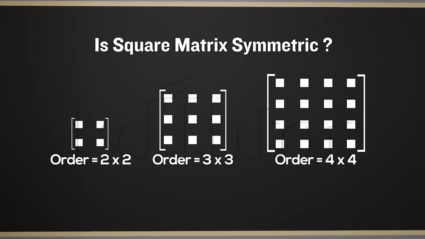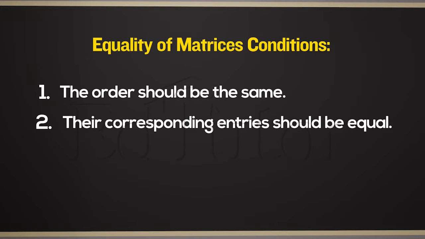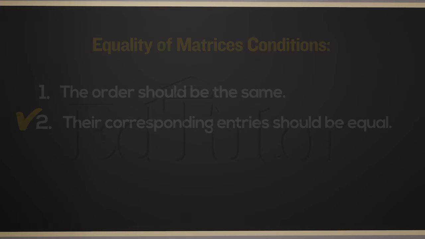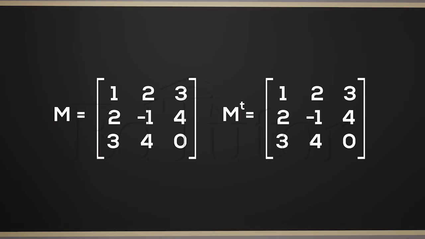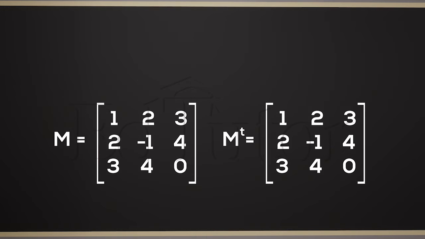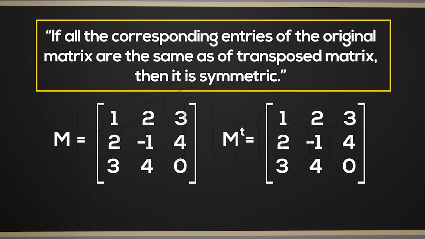But is every square matrix always symmetric? No. Here you apply the second check. If all the corresponding entries of the original matrix are the same as of the transposed matrix, then it is symmetric. Let's look at this through an example. Take a square matrix M of order 3 by 3. It may be symmetric because its transpose will have the same order as M. To confirm, check the second condition.